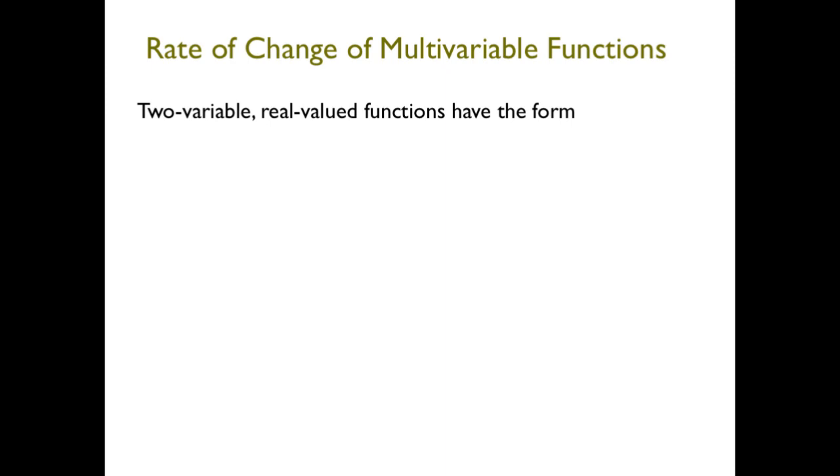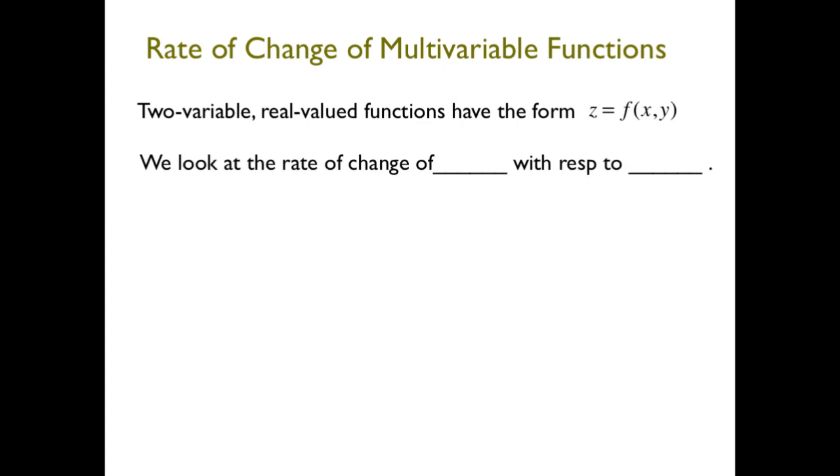Okay, so we said that 2 variable real valued functions have this form: z is a function f of x, y. And we talked about 4 different representations. All right, so let's talk about rate of change for multivariable functions. We're going to look at the rate of change of what with respect to what.